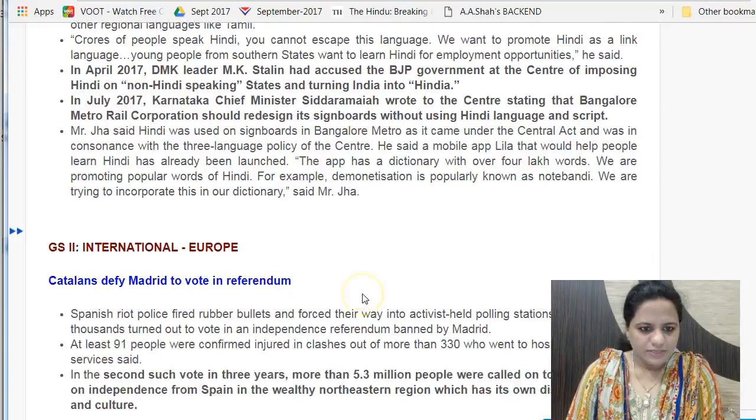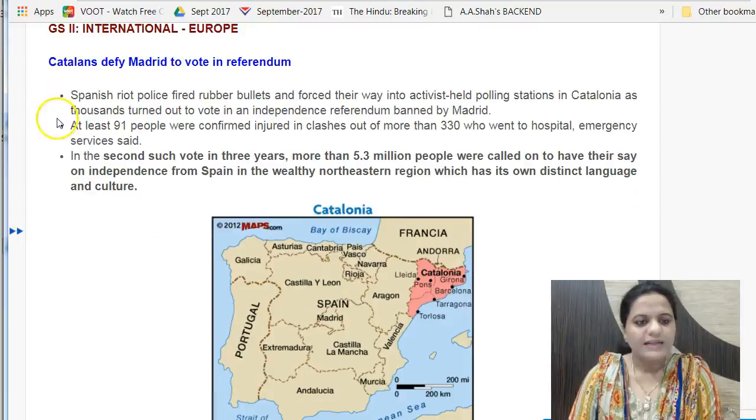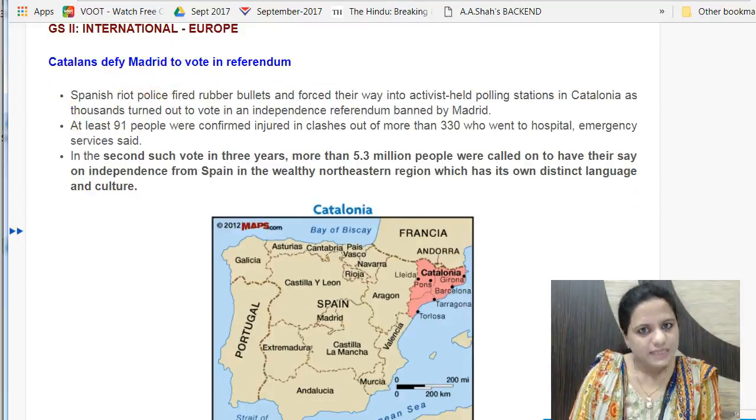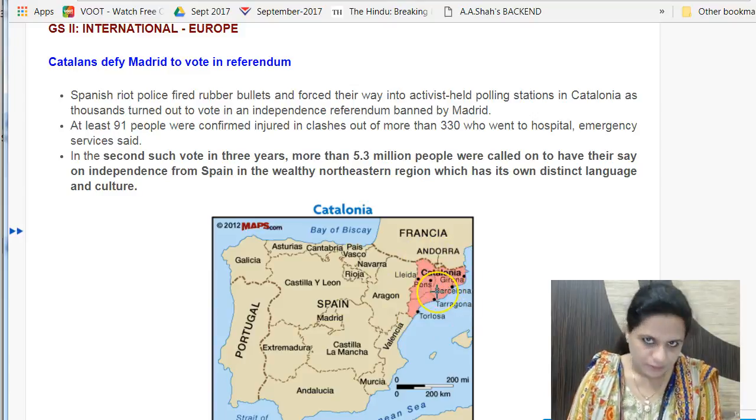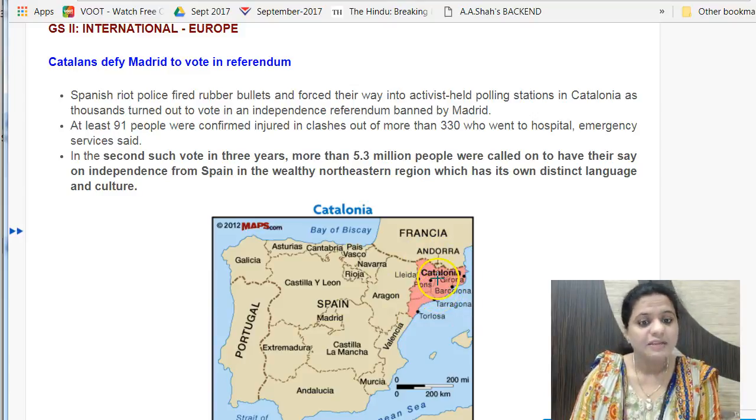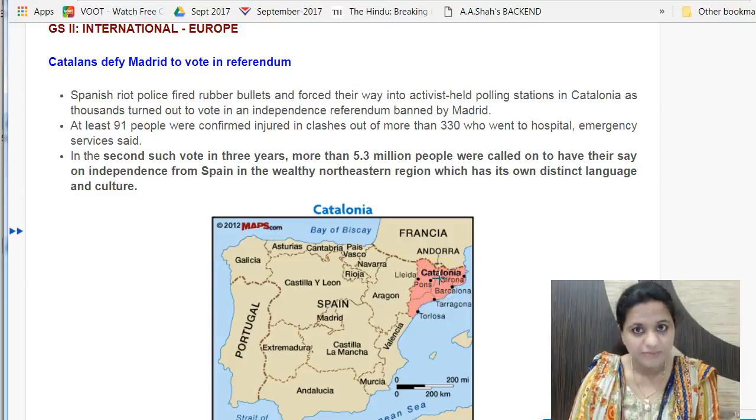Now the next news item is: Catalans defy Madrid to vote in referendum. This is regarding Catalonia, which is a region in Spain. You can see here, Barcelona also lies here. It has its own distinct language and culture. It is a rich region and it wants independence from Spain. It has held another referendum. This is actually the second referendum, where the people of this region vote on whether they want independence from Spain or not.